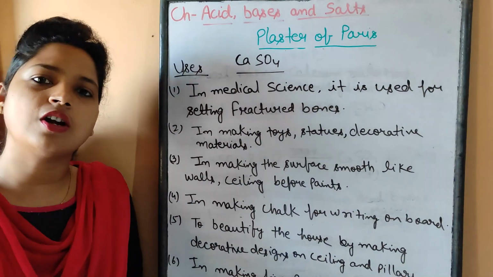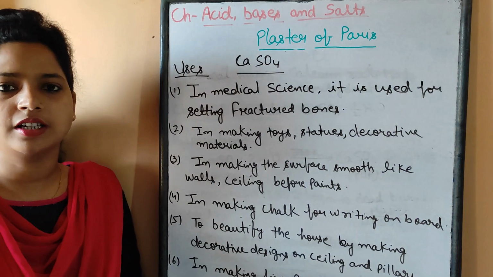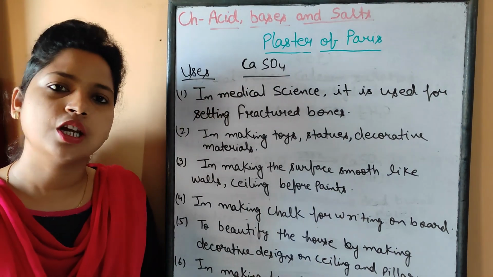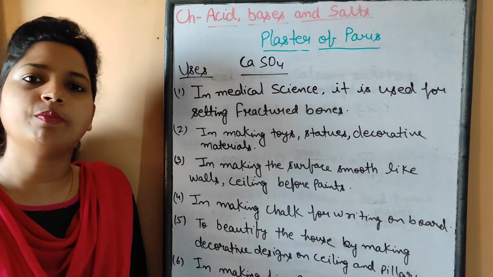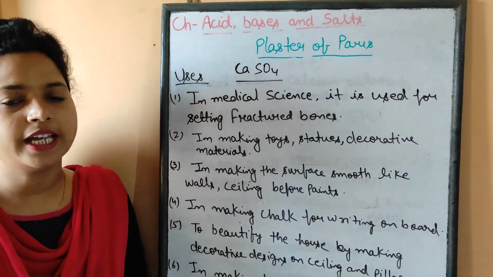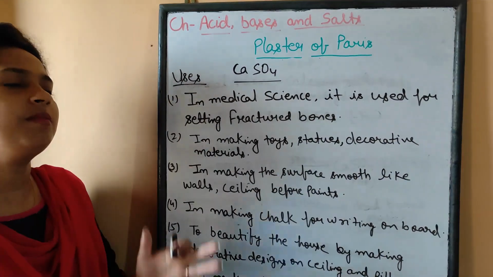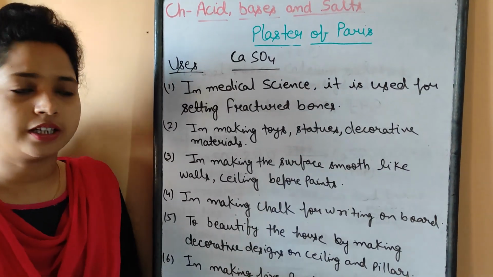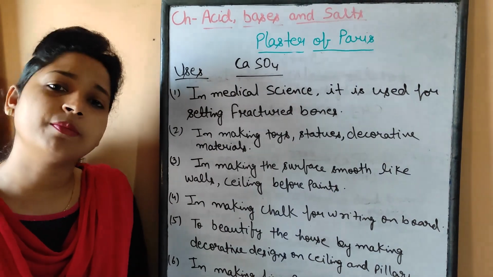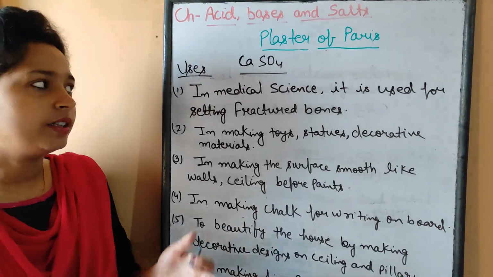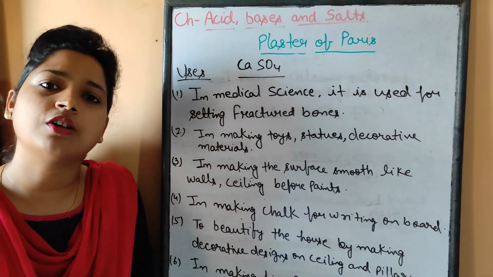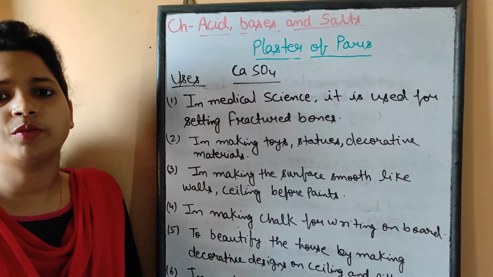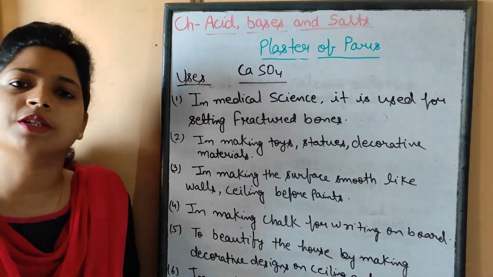Actually, why is it called dead burnt plaster? The reason is that when we add water to this, we do not get POP or gypsum again. That's why the chemists named it dead burnt plaster. It might come to your mind, ma'am, that if we add water to the calcium sulfate, it becomes POP again.